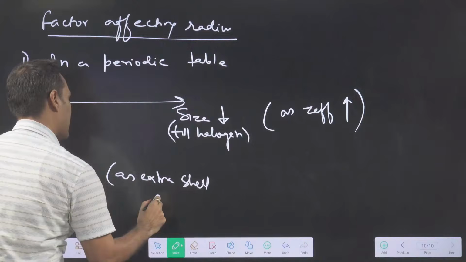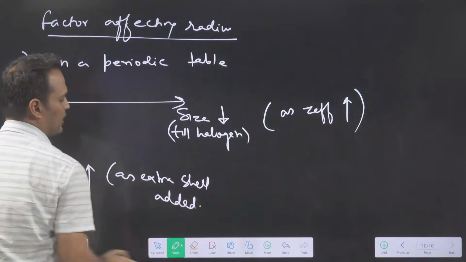As extra shell added. Last class, last 5 minutes you can check.